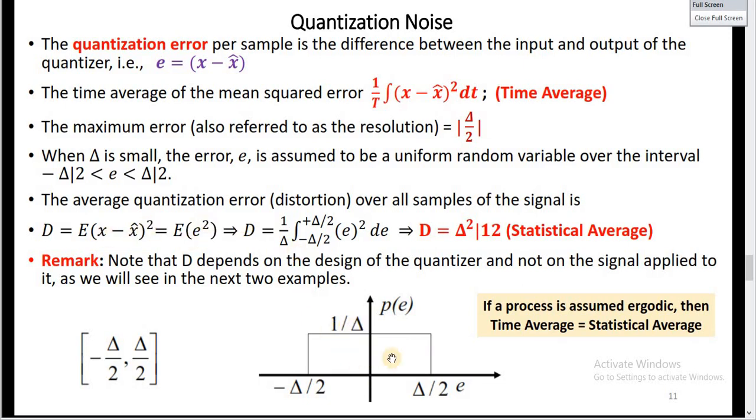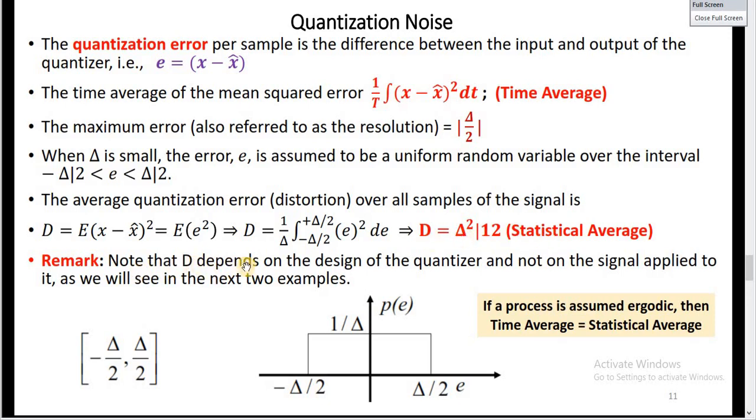So using this statistical approach, we can find the distortion or the mean square error, which is the expected value. Now we replace this time average with the statistical average: (x minus x cap) squared equals the expected value of the error squared, and we can calculate this using standard probability theory techniques. It's 1 over delta, this is the density function, and then take the error, square it, and integrate with respect to the error, substituting the limits between minus delta over 2 and delta over 2. The result is the formula for the average quantization error: delta squared over 12.